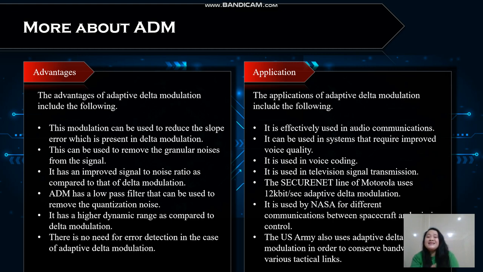So you can see here in the other box is the application of ADM. So this includes the following. First is it is effectively used in audio communication. Next is it can be used in systems that require improved voice quality. It is used in voice coding. It is used in television signal transmission. The Securicom line of Motorola uses 12K bits per second adaptive delta modulation. It is used by NASA and many more.